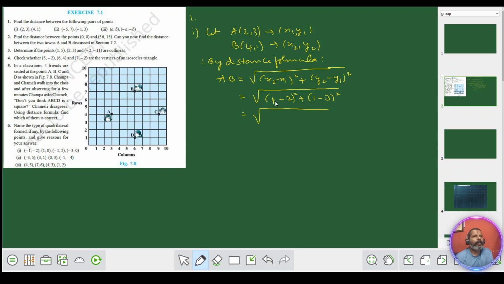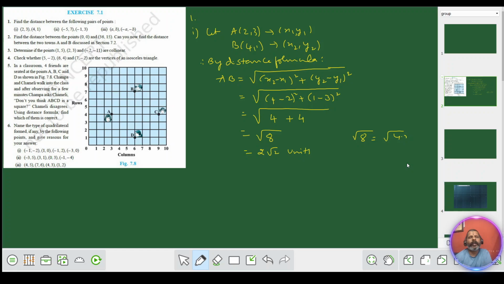That becomes 4 minus 2. Please pay attention here. Don't expand (4 minus 2) whole square as (a minus b) whole square, since 4 and 2 are numbers. 4 minus 2 solves to 2, 2 square is 4, plus 1 minus 3 is minus 2, whole square is 4 again. 4 plus 4 is 8. 8 is nothing but 4 2s are 8, so it becomes 2 root 2, and write the units. 4 is a perfect square, so we get 2 root 2 as the answer.